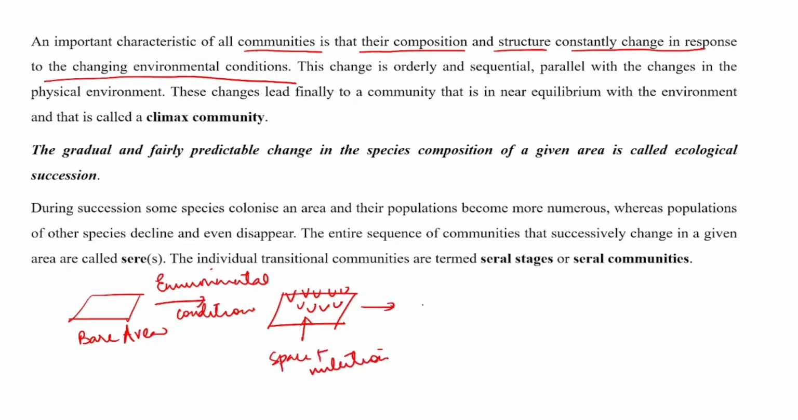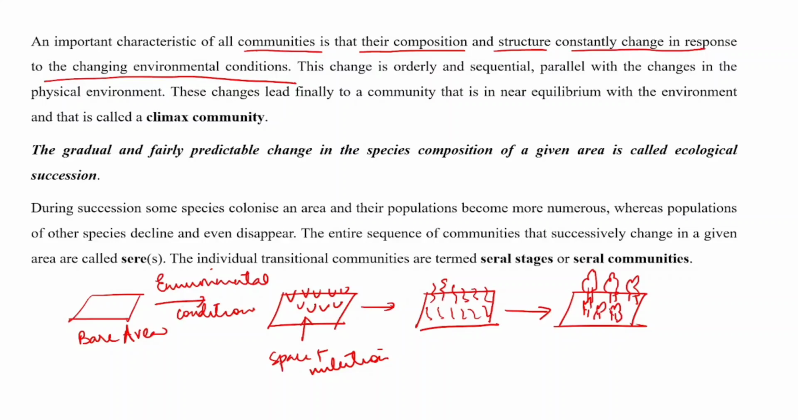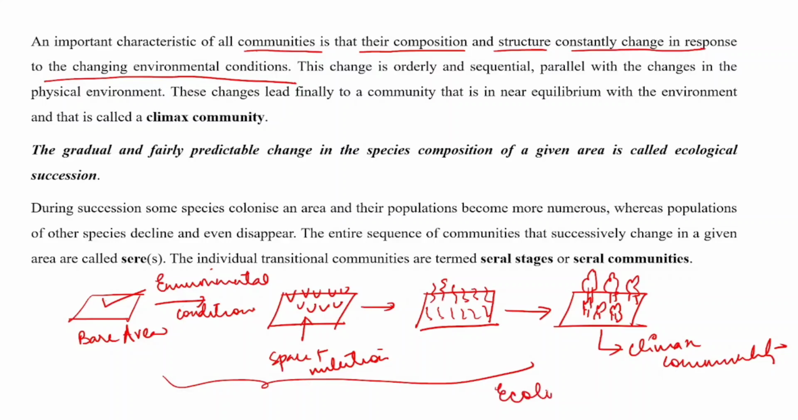At one point of time, you will see that again due to change in environmental conditions, these grasses have been replaced by another type of plants, isn't it? Again, after a certain period of time, you will see the development of trees here. So this is what we call a stable community, and since this is stable, we call this a climax community. So now the entire concept, right from the existence of the bare area to the change of species, we call this entire thing ecological succession.